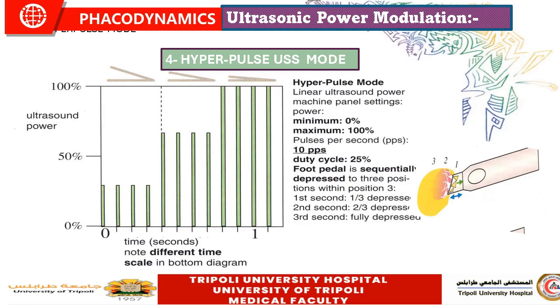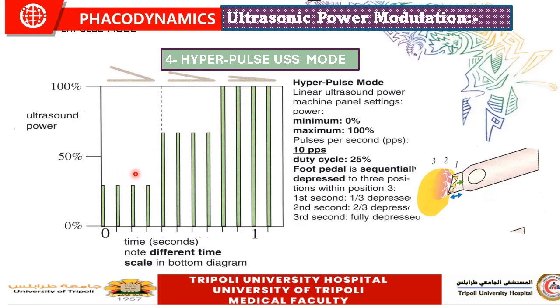Another new modulation of the ultrasound pulse made by the major companies, that's Alcon, Bausch & Lomb and Johnson & Johnson, is the hyperpulse mode. The hyperpulse mode was made to combine the advantages of both the pulse and the burst modes, and to overcome some of the disadvantages of these modes.